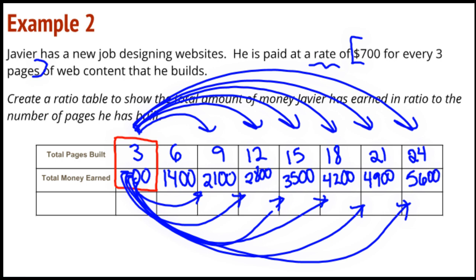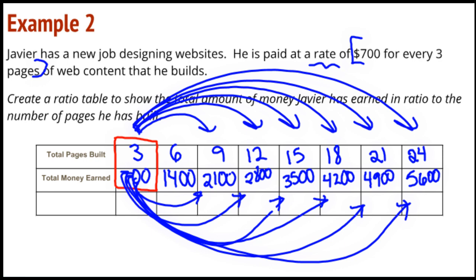Now, one of the reasons I go back to the original ratio, you'll notice when I doubled the 6 and got 12 and 2,800, I had skipped the 9 and 2,100. And then if I had doubled the 12, I would have skipped all the way over the 15, 18, and 21. So by going back to the original ratio, the 3 to 700, and scaling up from there, I'm not going to miss some stuff.